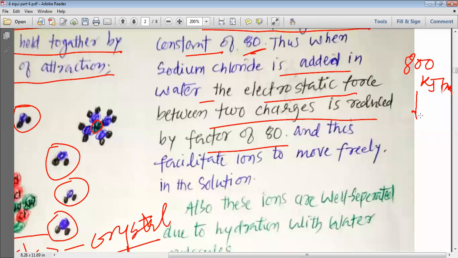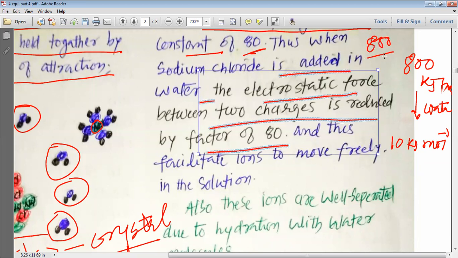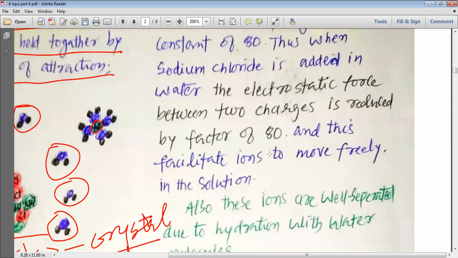So when it is added to water, it simply becomes 10 kilojoule per mole, because it is decreased by the factor of 80. So when we divide 800 by 80, we get 10. So this is how the electrostatic force of attraction is decreased by the factor of 80, because the dielectric constant of water is 80.